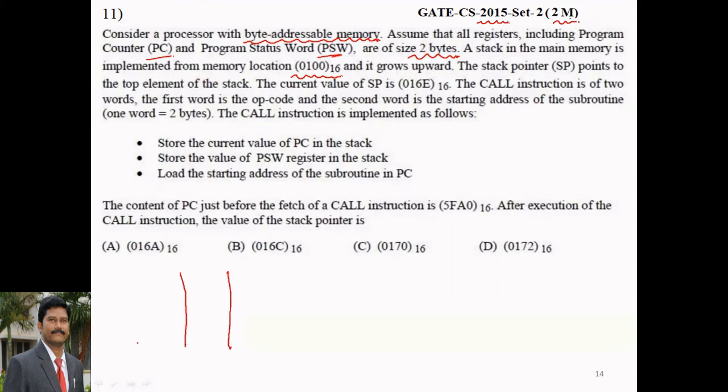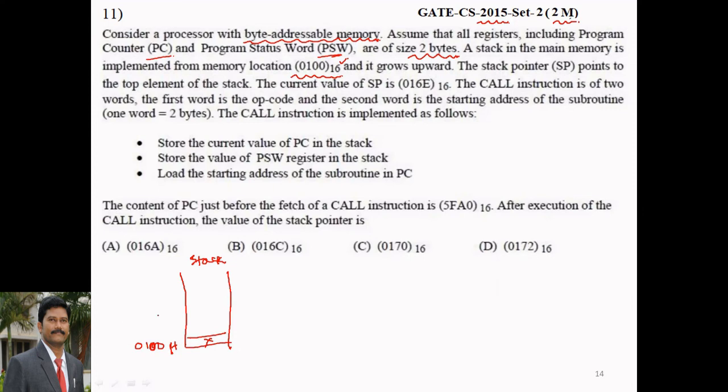Okay, start from 0100H. The H indicates that it is a hexadecimal value. So in the stack memory, the first operation is nothing. For every push operation, let us say this is the stack memory, it increments by 2 and stores.